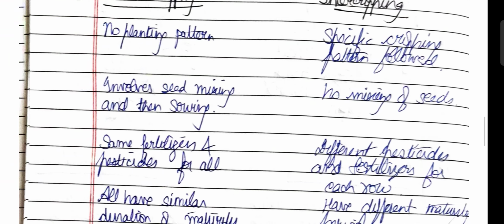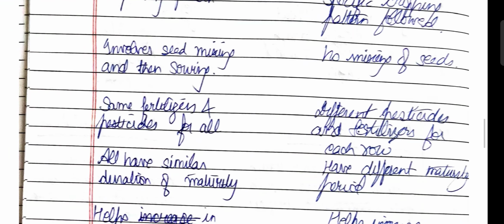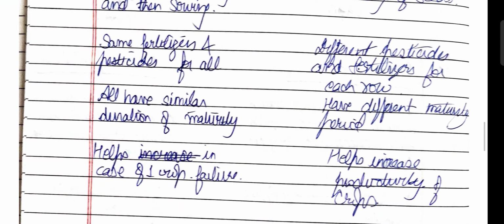Then in mixed cropping, the same fertilizers and pesticides are applied for all the crops, whereas in intercropping, different rows will have different applications of pesticides and fertilizers. Then there will be a similar maturation duration in mixed cropping, so that all the plants can be harvested together, whereas in intercropping, there is usually a difference between the maturity periods.